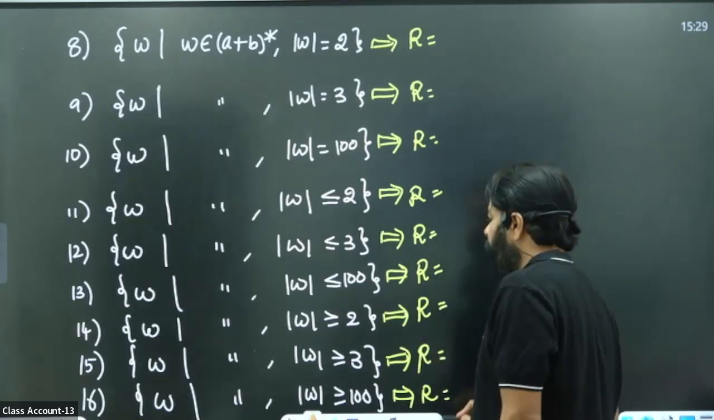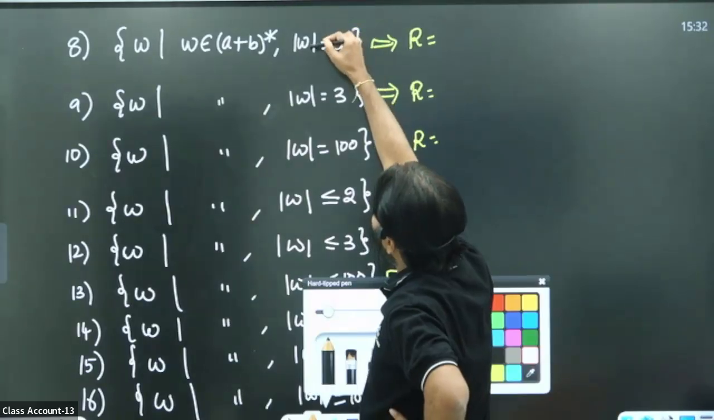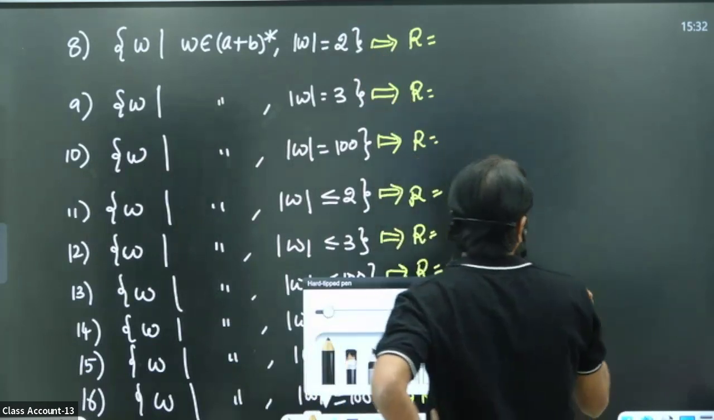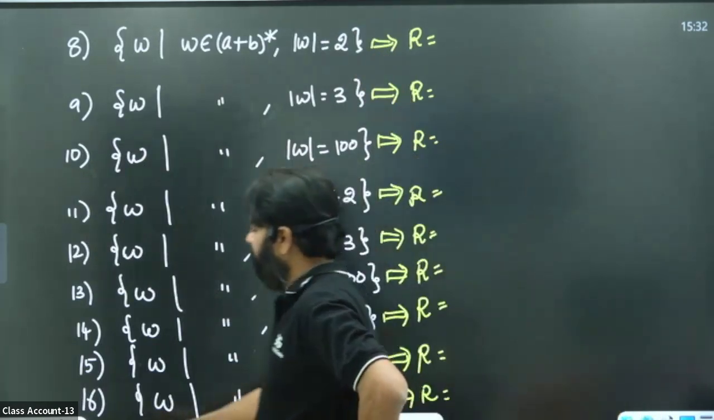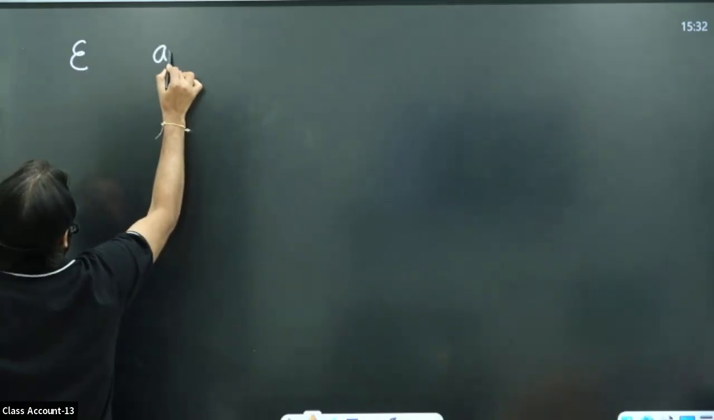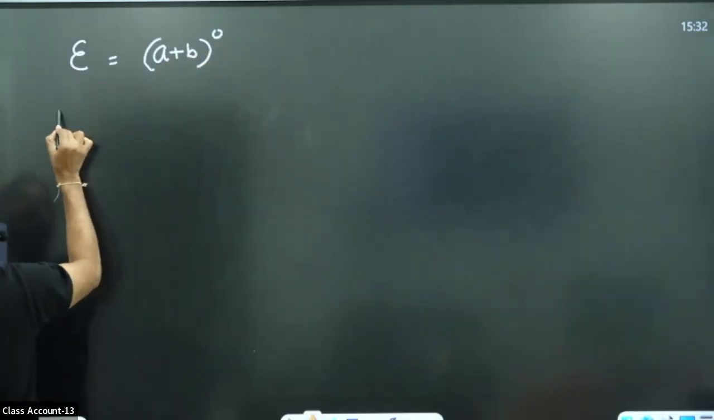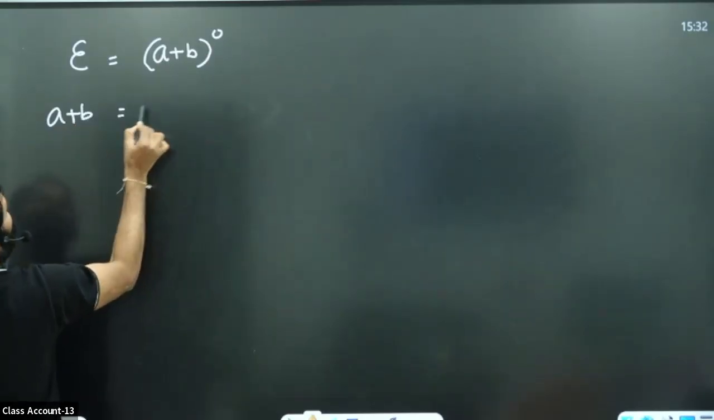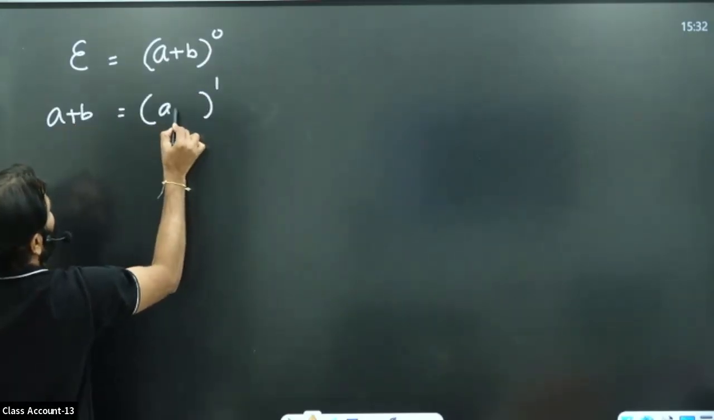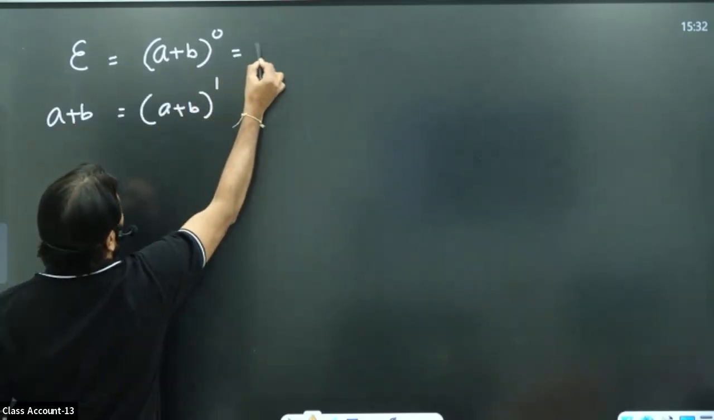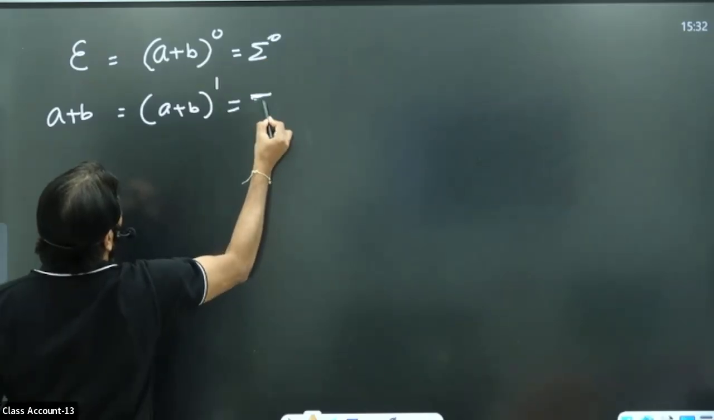Okay, just try to fill the answers. You want exactly 2 length, right? How do you measure the lengths? See, this represents (a+b) power 0. You can write anything power 0, obviously. A or b means you have sigma power 1. Remember that this means sigma power 0, and this means sigma power 1.